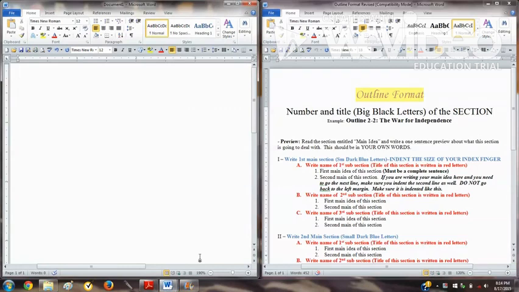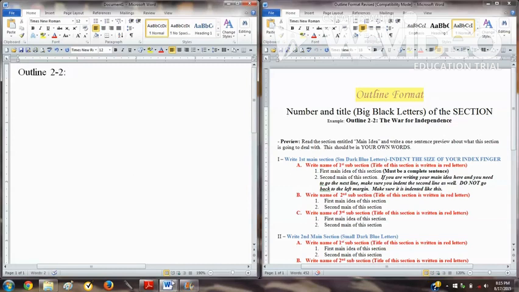So first thing we're going to do, as the outline tells you, is look for the number and its title. Look for the big black letters of the section. So I know the one we're using is Chapter 2, Section 2. So right off the bat, on the top, I'm going to put outline 2-2, colon, and now I need the name of the section.